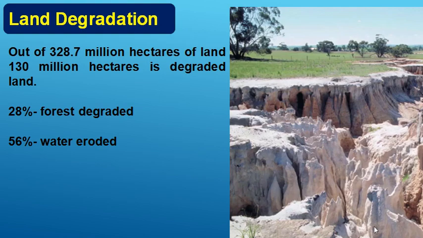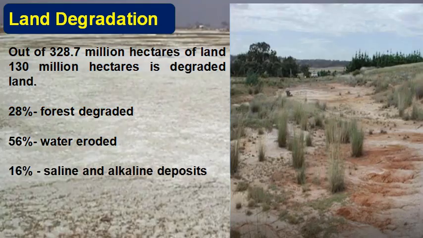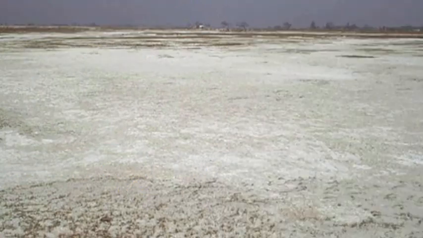Then 56% is water eroded. This happens due to waterlogging or heavy rainfall. The third one is 16% saline and alkaline deposits. This also happens because of waterlogging.